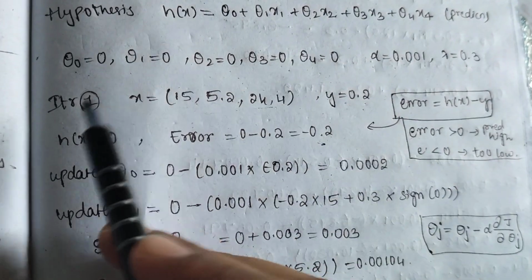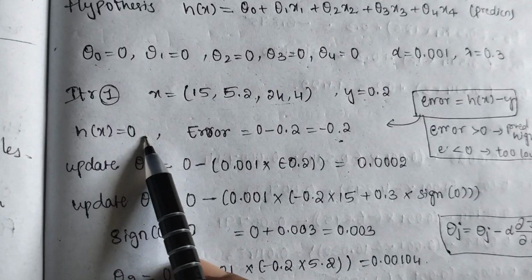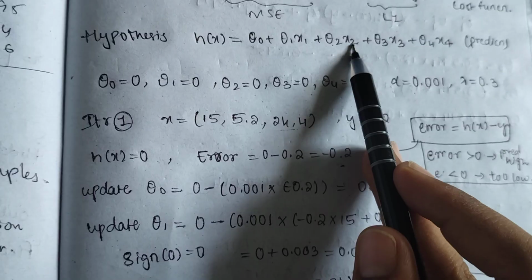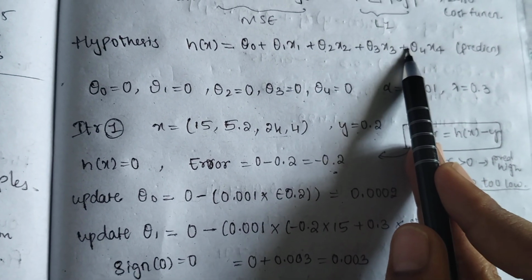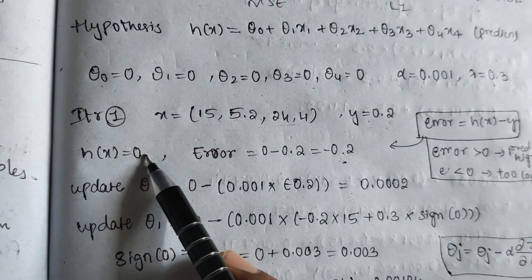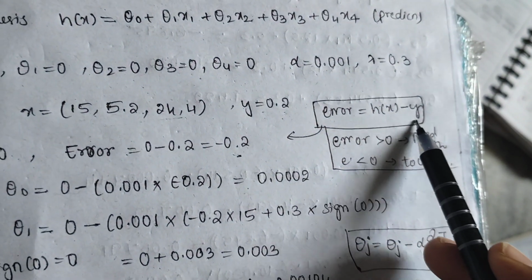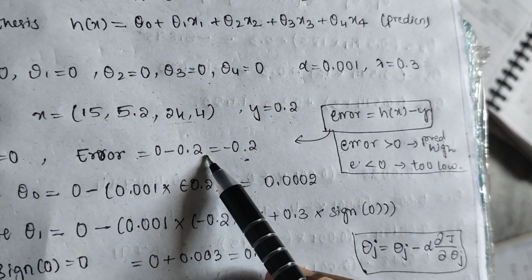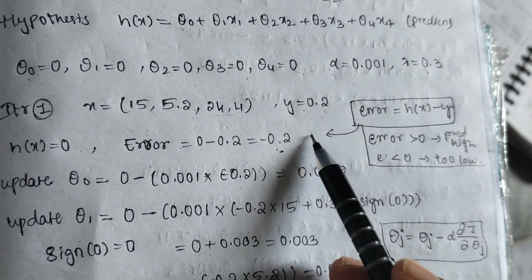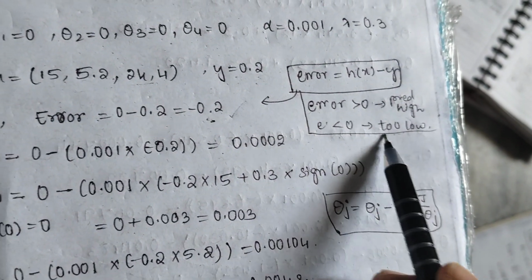The first step is to find h of x. As I have told you, h of x is theta naught plus theta 1 x1 plus theta 2 x2 plus theta 3 x3 plus theta 4 x4. Here everything is 0, so we get h of x as 0. Then we find the error. The error formula is h of x minus y. So h of x is 0, and 0 minus 0.2, where 0.2 is the y value, gives the error as negative 0.2. A negative error means the prediction is too low.